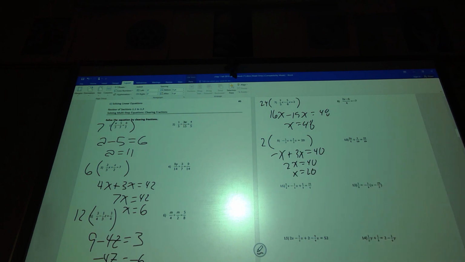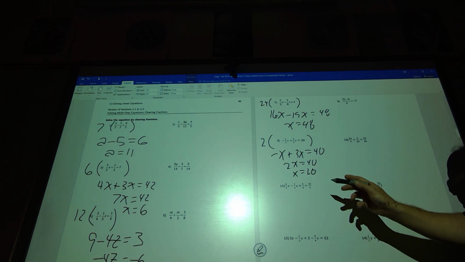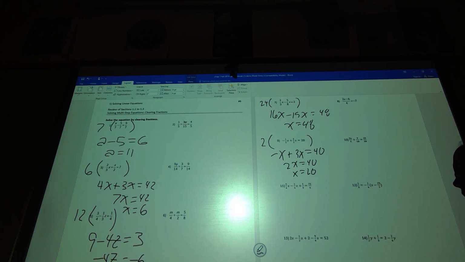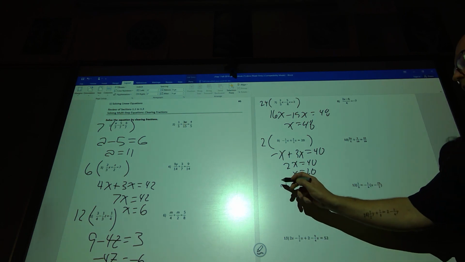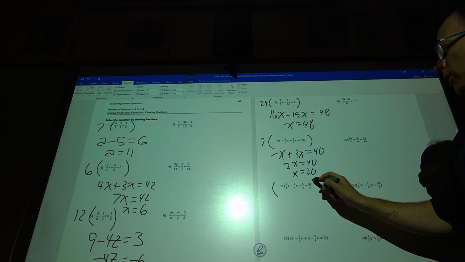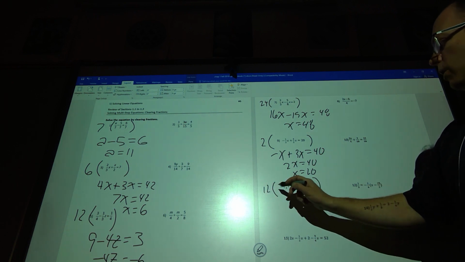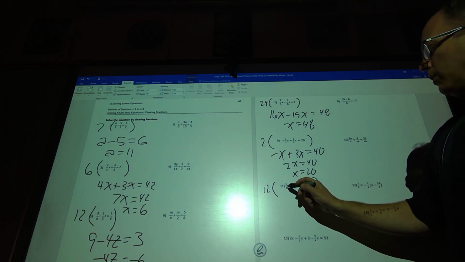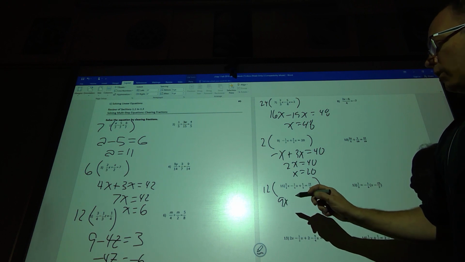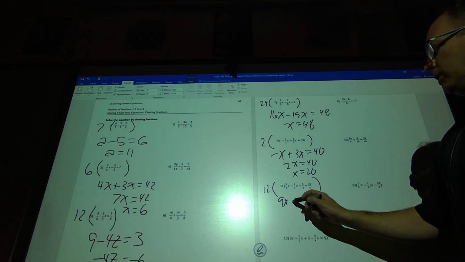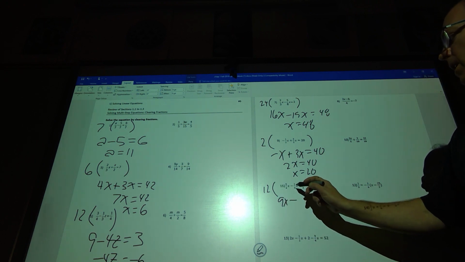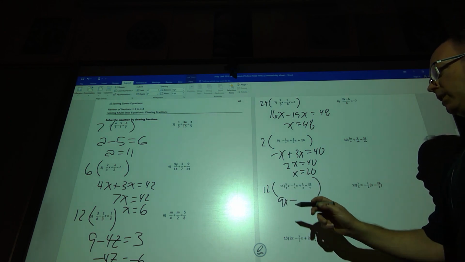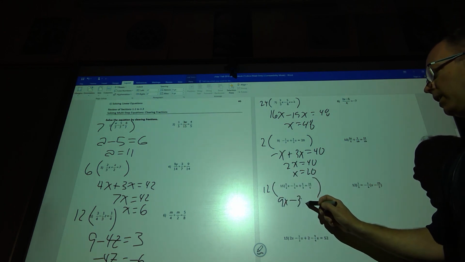Problem number 11. We're going to go ahead and multiply everything by 12 because 4, 3, and 6 all go into 12, which are our denominators. So I'm going to multiply everything by 12. So 12 times 3x, that's going to give me 9x because the 4 goes into 12 3 times. 3 times 3 is 9. And then minus 4 goes into 12 3 times. 3 times -1 is -3x.